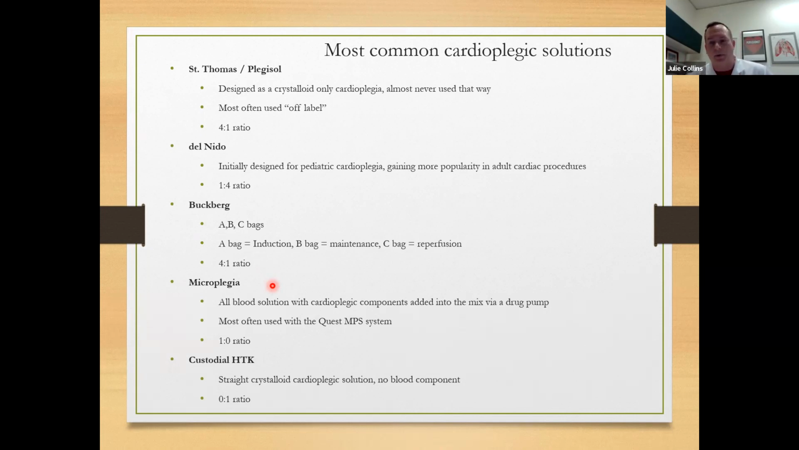There's no crystalloid component. Now, tell me an advantage of microplegia, and also tell me a disadvantage of microplegia, because on its face, it sounds great. 1-to-0 ratio, it's all blood. You're not getting all this hemodilution like you might on Del Nido. We haven't talked about custodial yet, because custodial is a straight crystalloid. So what's an advantage of microplegia, and what do you think is a disadvantage of microplegia?